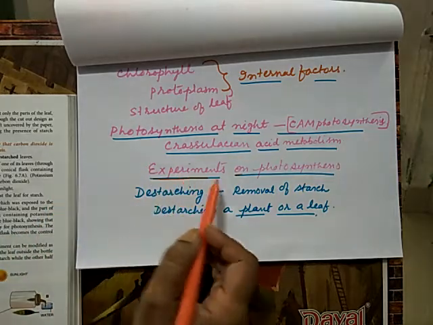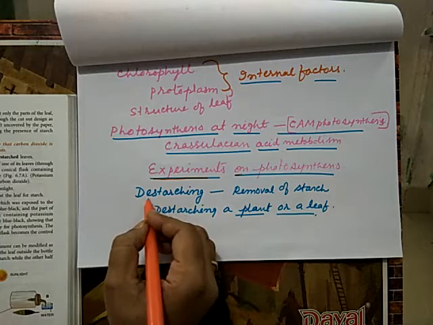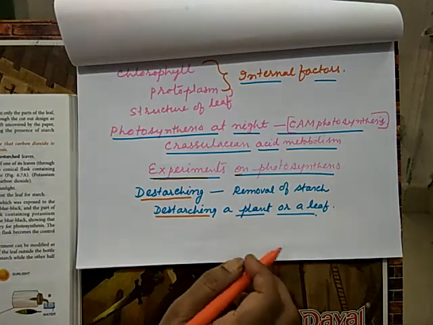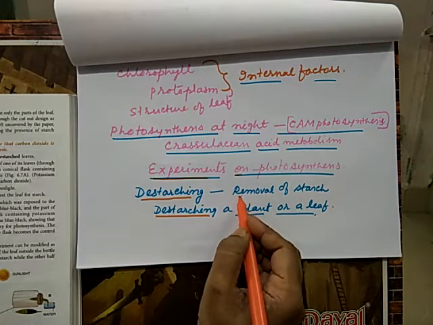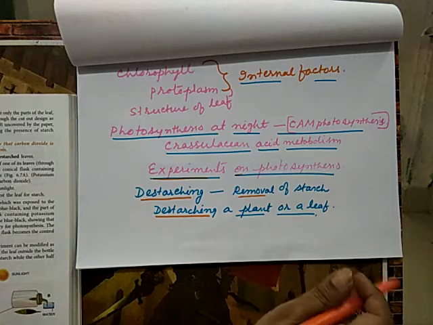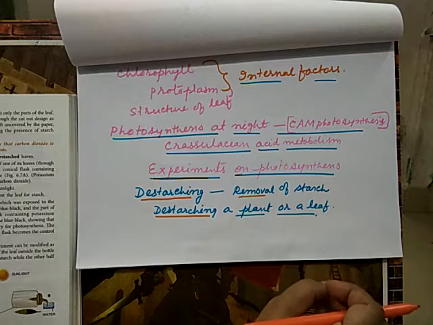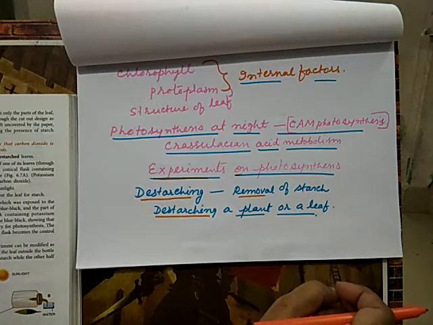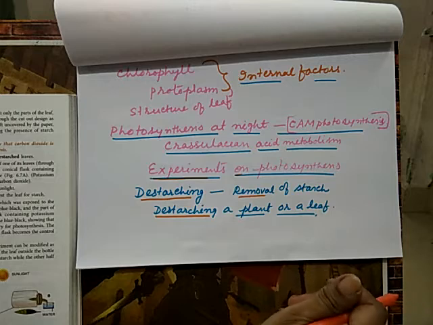So, experiments on photosynthesis. First of all, the plant or leaf which we will take for testing photosynthesis has to be destarched. Destarching means removal of the starch. If a plant is to be taken, then for 24 to 48 hours we have to keep the plant in a dark place so that the stored starch is not stored again in the storage organs, and then we can take that plant or its leaves for the test.